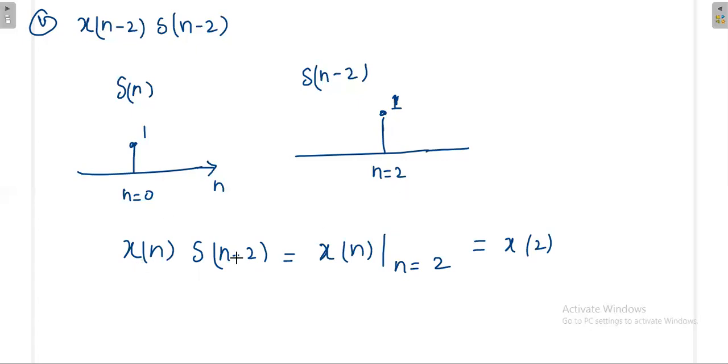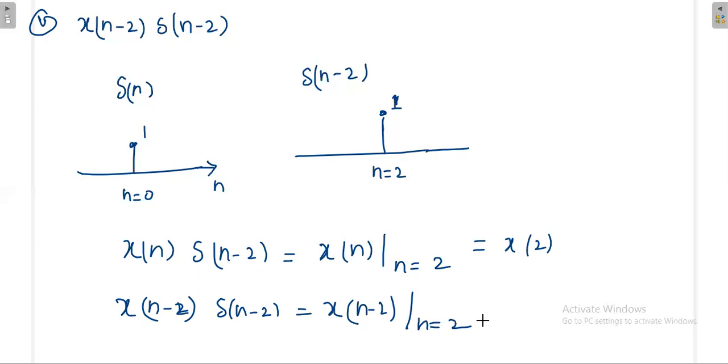Suppose the question is somewhat like this: x of n minus 2 and del of n minus 2. No problem. Again, you write the signal x of n minus 2, then you put n equal to 2. In the shifted signal, you put n equal to 2, and whatever value is there at n equal to 2, you will get that answer.